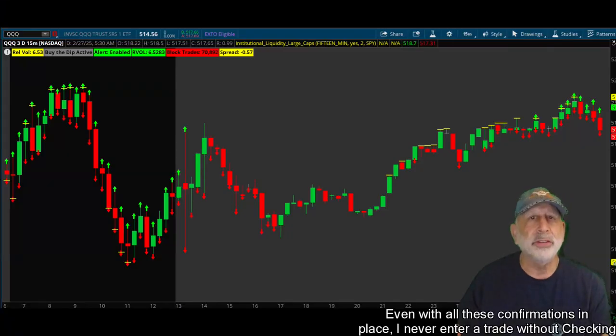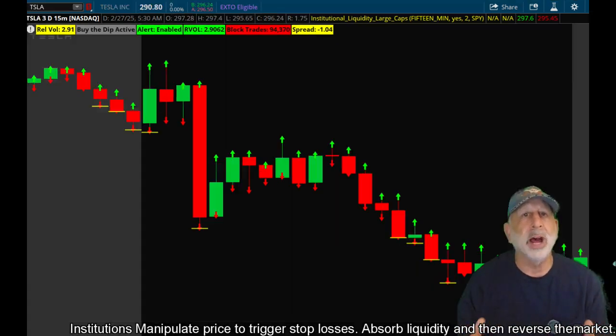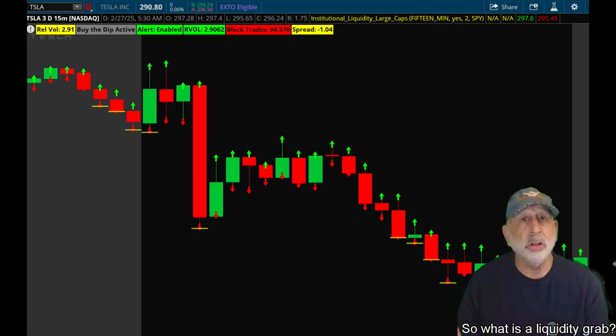Even with all these confirmations in place, I never enter a trade without checking liquidity traps and institutional stop hunts. Market makers and institutions manipulate price to trigger stop losses, absorb liquidity, and then reverse the market. If you're not aware of this, you're constantly stepping into traps. So what is a liquidity grab?